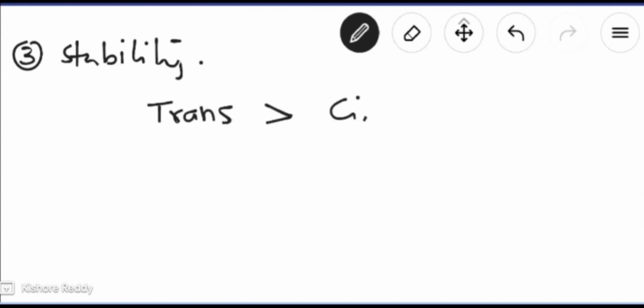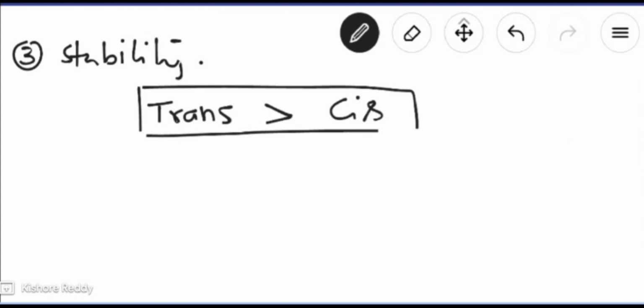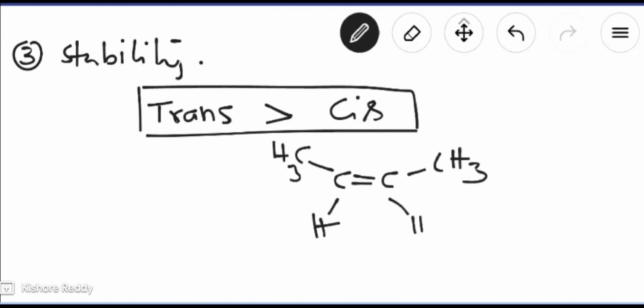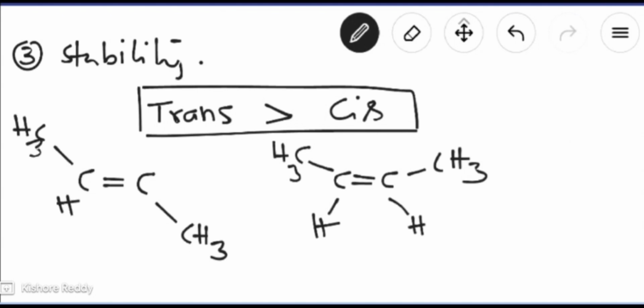Next one is stability. The third one is very important. If you are observing the stability of the compounds, the trans isomer is always more stable compared to the cis isomer. This you have to remember. Why is it so? What is the reason? You can take an example. Suppose you write CH3 on the same side, and on the other side you take H. This is the cis form. How do you get the trans form? The methyl group is taken to this side, and here you have CH3 and H and H. Are you both clear with this?